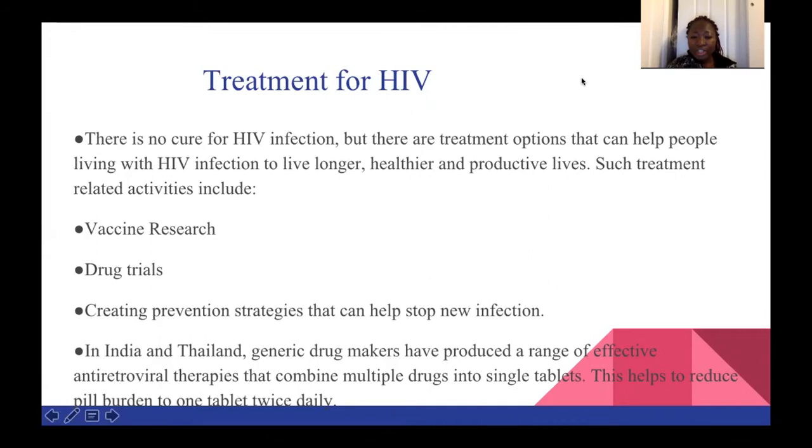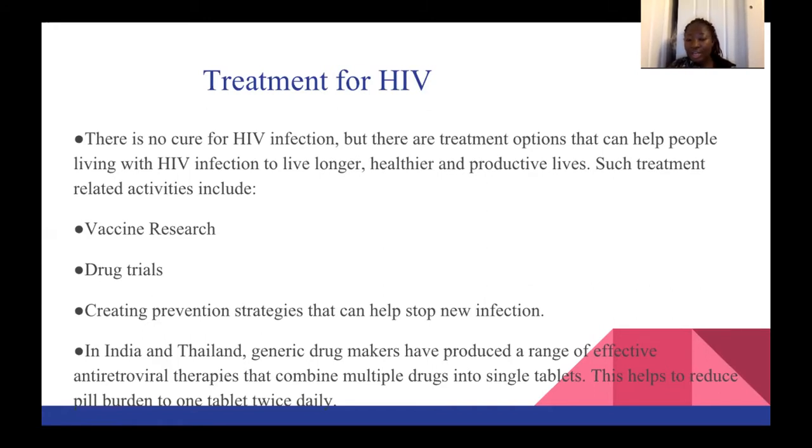There is no cure for HIV infection, but there are treatment options that can help people living with HIV infection to live longer, healthier, and productive lives. Such treatment-related activities include vaccine research, drug trials, and creating prevention strategies that can help stop new infections.